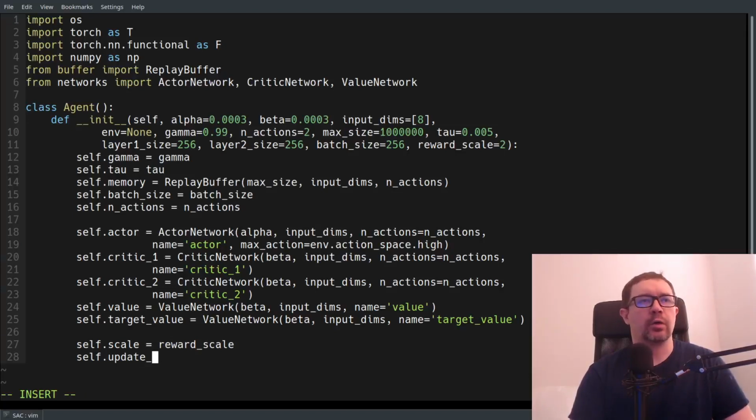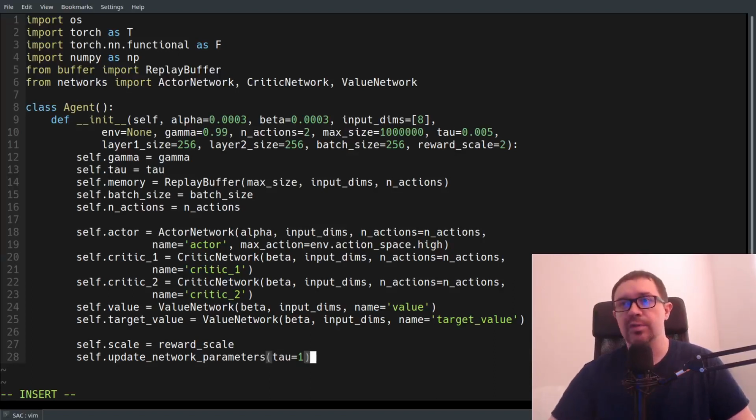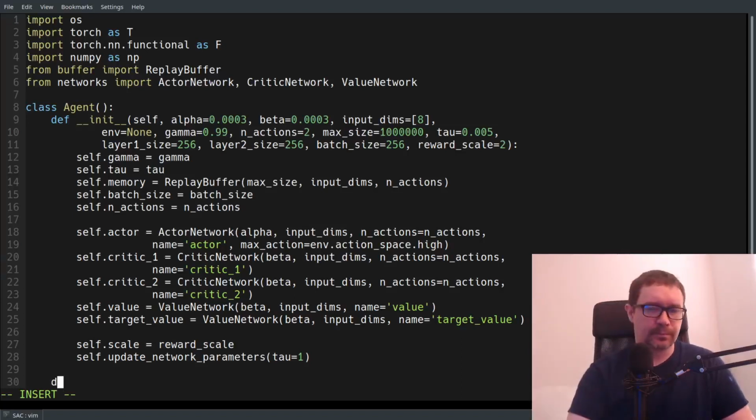And to call a function called update network parameters, what this will do is it will set the parameters of our value network, our target value network, exactly equal to the values of the target network to start. And on every other update, we're going to slightly detune them. We're going to update them with a slightly detuned version.